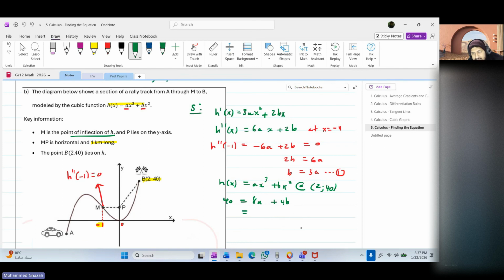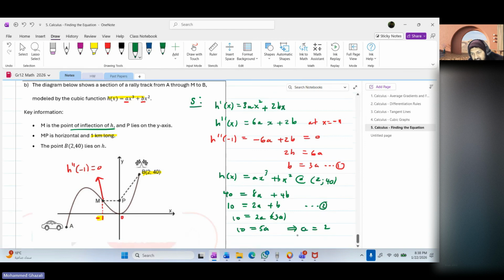Right, so now we got 8a plus 4b equals 40. Divide the entire equation by 4. So that's 10, 2a plus b. And that's equation 2. But we already know that b is equal to 3a. So 2a plus 3a is 10. So 5a is equal to 10, which implies a is equal to 2. If a is 2, then b is 6, because 3 times 2 is 6. Right, so we got the values of a and b.